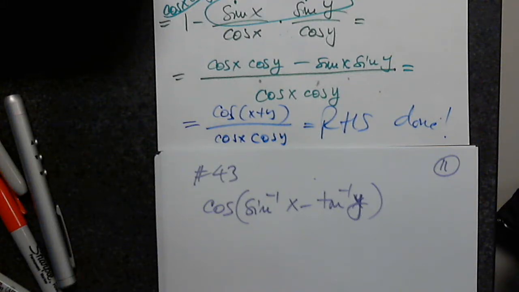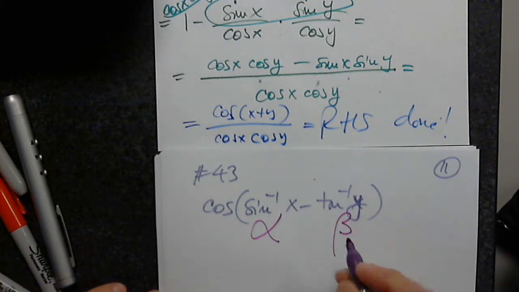Two not numbers, two angles, right? There is nothing else. So it's cosine alpha minus beta, or cosine, I cannot use x and y because I have x and y in the formula. So it's cosine of an angle minus another angle. So I'm going to label them as such. I'm going to say that this is alpha and this is beta.